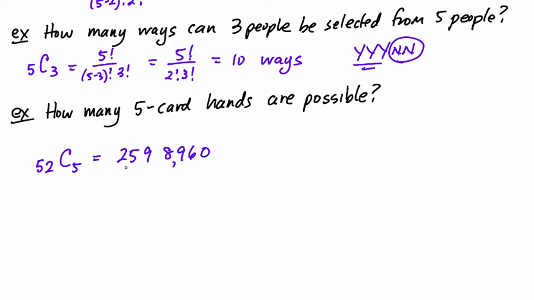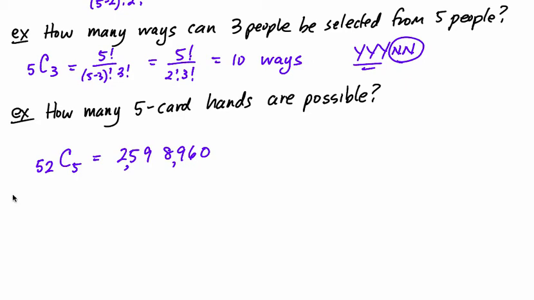Again, if you can use your calculator, you can just immediately get the answer, and you're done. There are about 2.6 million different ways of getting a 5-card hand, with order not mattering. Again, we can't use 52 times 51 times 50 times 49 times 48 because things can be in a lot of different orders.